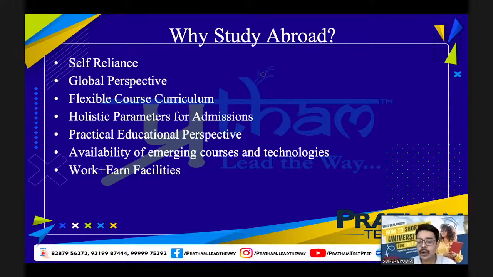Availability of emerging courses and technologies. So the new age trends and the new age courses that are coming out, they're very much available abroad, right? Then there are work-plus-earn facilities also, which basically means that when you go about your entire education, you can work part-time as well and you can earn out of that. So a lot of your living costs and things like that would start coming into play.